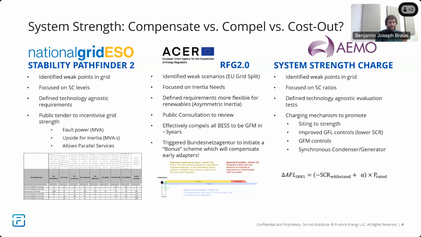On top of the technical grid code requirements to even get connected, you also have to understand, how is this thing going to make money, or why am I building these new, complex but also really cool features into this system? Is it because I'm getting compensated for it, as is the case in the Stability Pathfinder 2 initiative from National Grid ESO? There they opened a tender. They said, look, we have identified points in our grid that are weak, and they're going to get weaker over time. We need to support those.